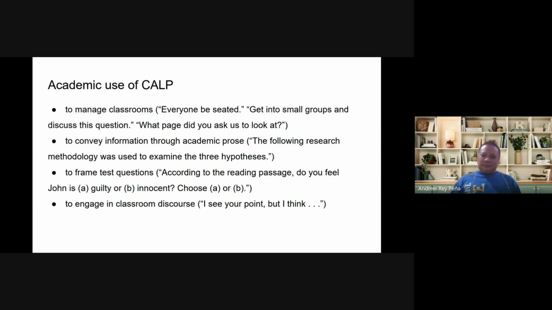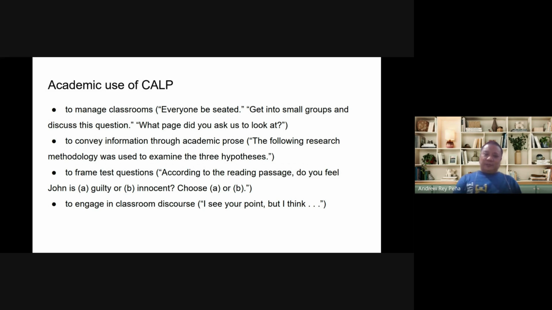Now, I think this is the last slide. Here are some academic uses of CALP. First is to manage classrooms, like when a teacher says, "Everyone be seated, get into small groups, and discuss this question. What page did you ask us to look at?"